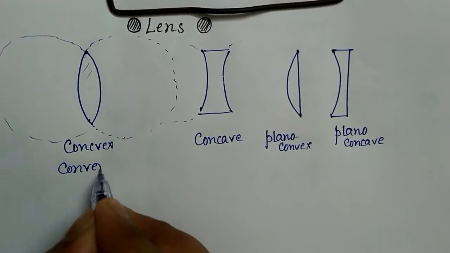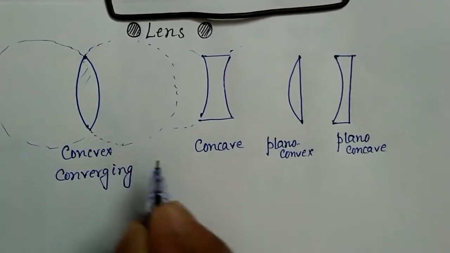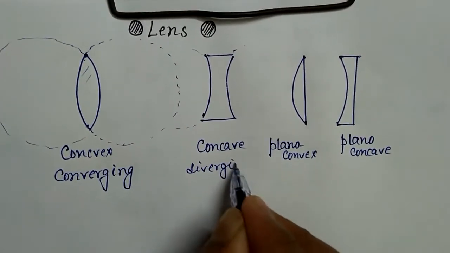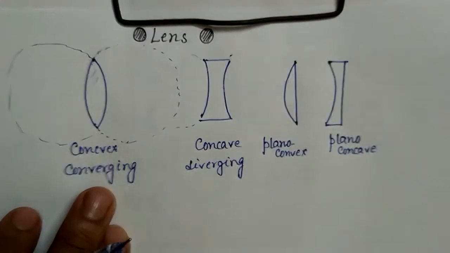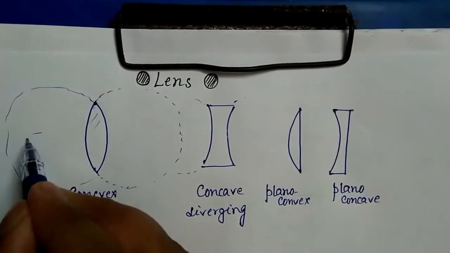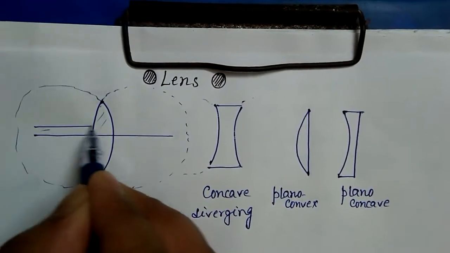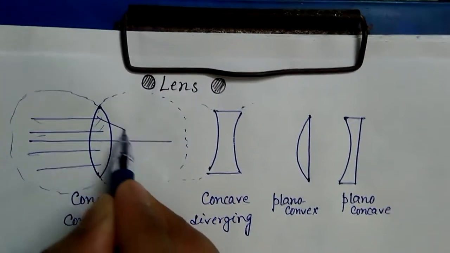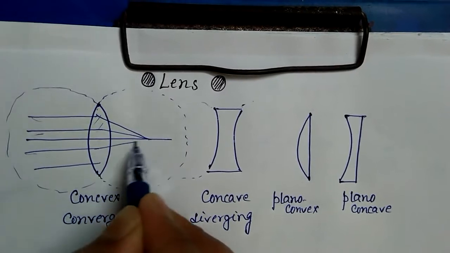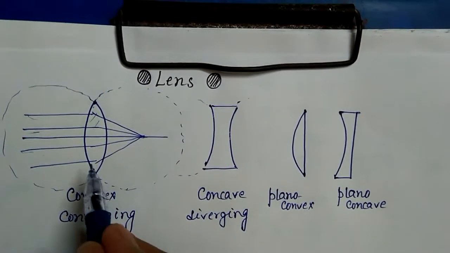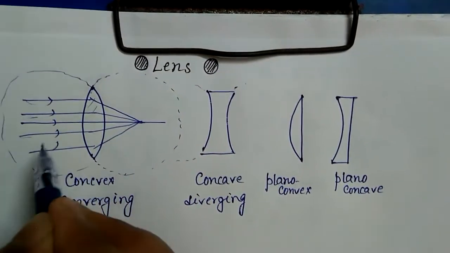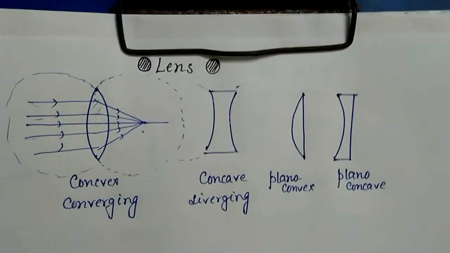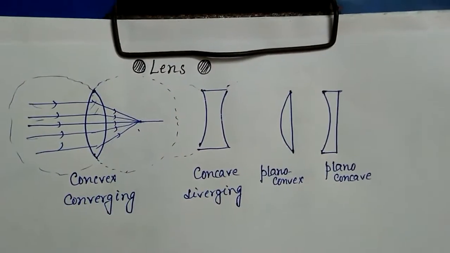This lens has another name, that is converging lens. This lens has another name, that is diverging lens. When light rays pass through this lens, after refraction they concentrate at a certain point. That is why this is known as the converging lens. That means all the light rays are converging.